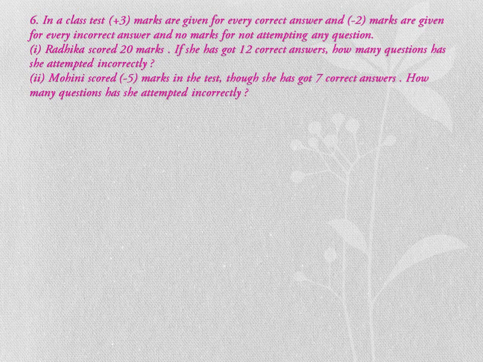In this question, the total score by Radhika and Mohini is given and the number of correct answers is also given. We have to find out the number of incorrect answers. We know that total score, how are we getting it? We get the total score by adding the marks for correct answers and the marks for incorrect answers together. Okay, let us find out the answers.